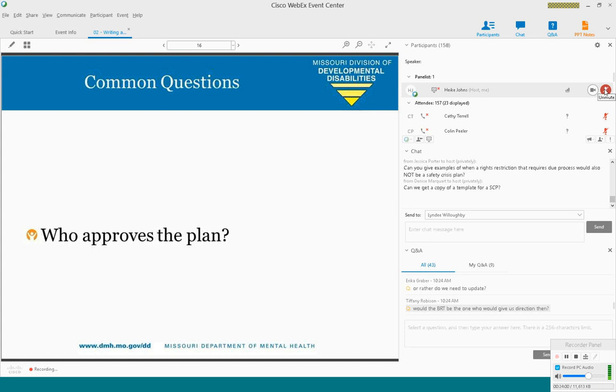Another question is, do we need to update? Whenever you find that the strategies are not effective, you should update the plan. And so the plan should be reviewed after every crisis, I would think, to see if it worked and if it was implemented.